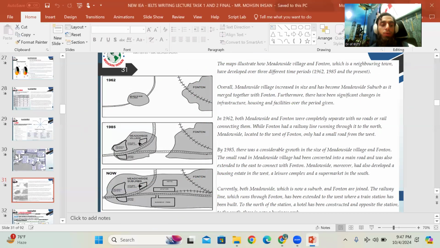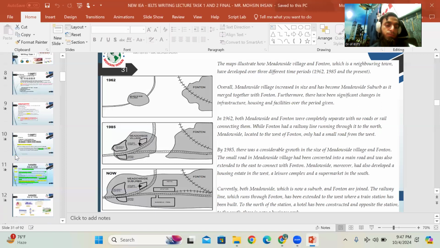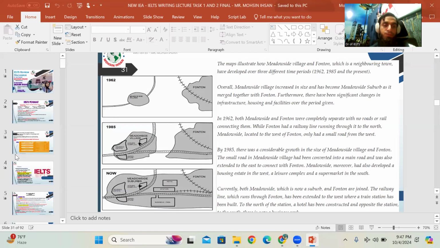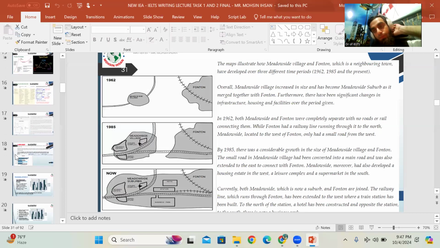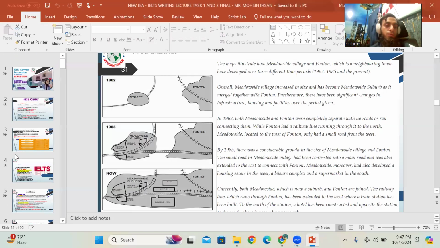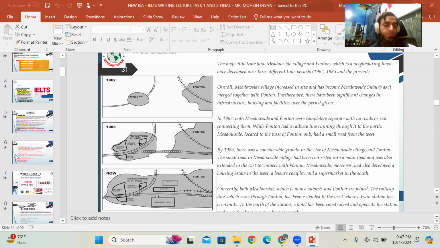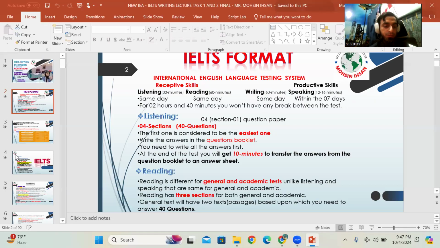So until now, if you have any confusion, any perplexion, any query, if somebody is in between two minds, you can ask. Yes. Regarding map diagram or essay writing in writing section.